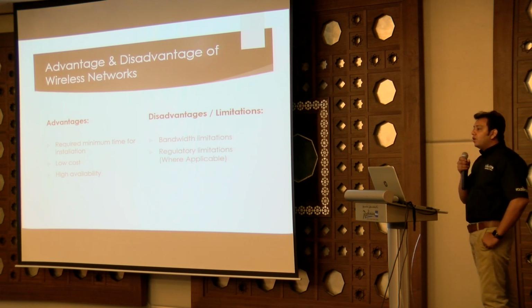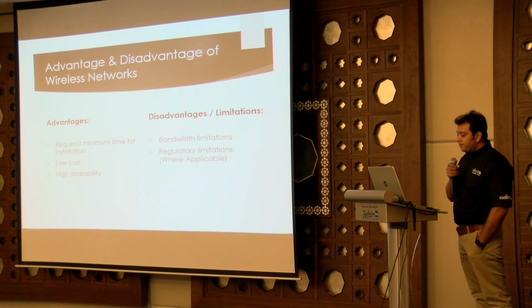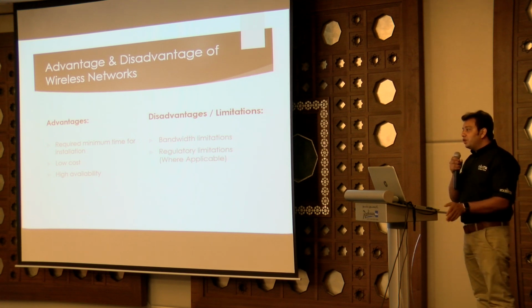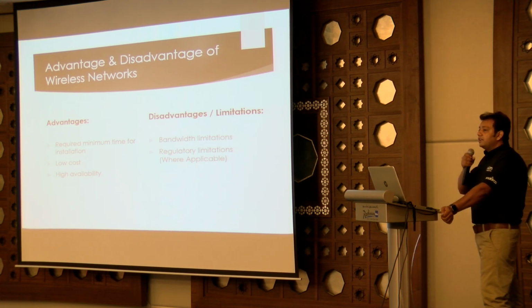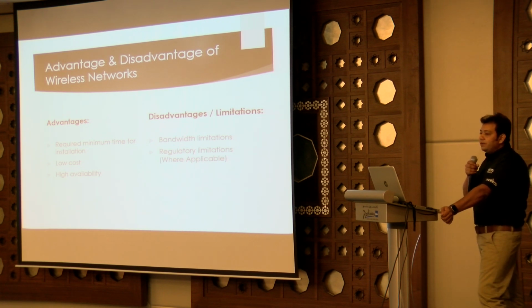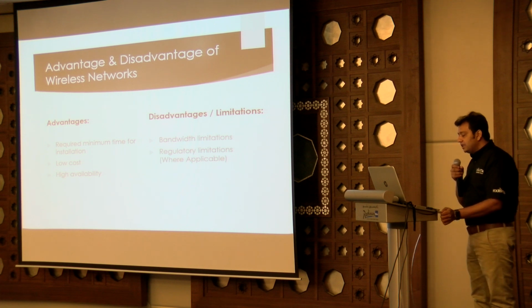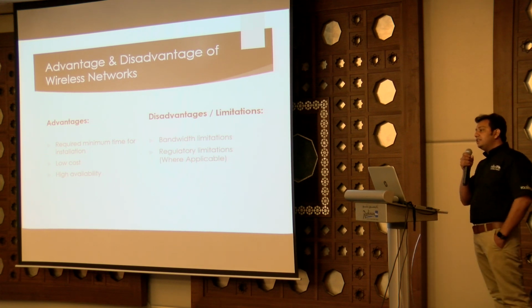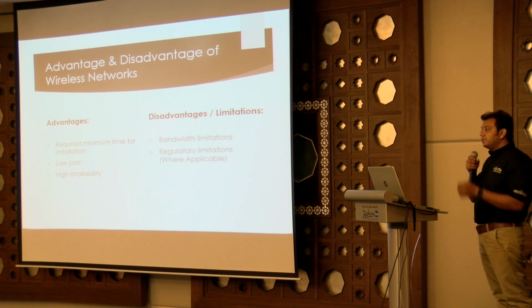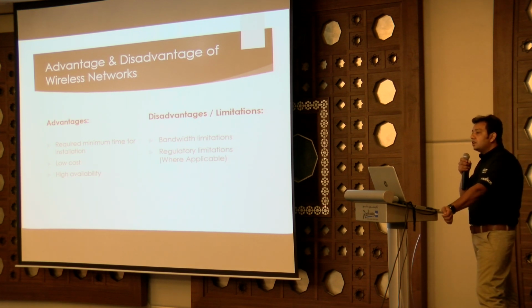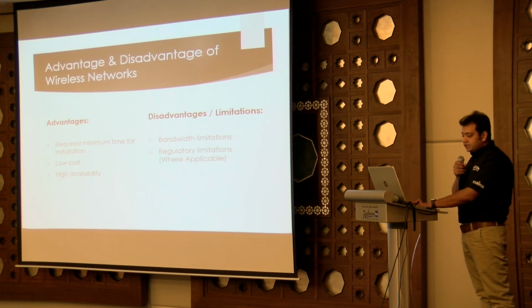There are also some advantages and disadvantages of wireless networks. The main advantage is that if you want to deploy a network for 10, 20, or 30 kilometers, you can deploy it very quickly, at low cost, and the availability is also high. But there are also some disadvantages. Compared with fiber, you will have bandwidth limitations, and you can also have limitations from regulatory authorities. Every country has its own regulatory authorities, and you have to work according to your country's regulations.